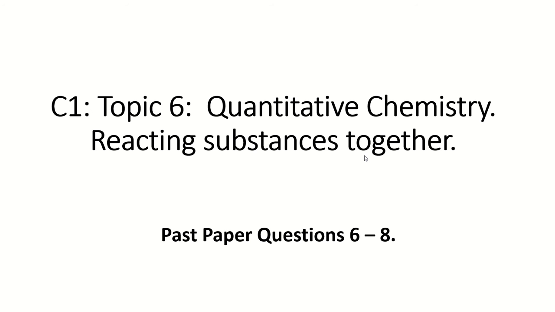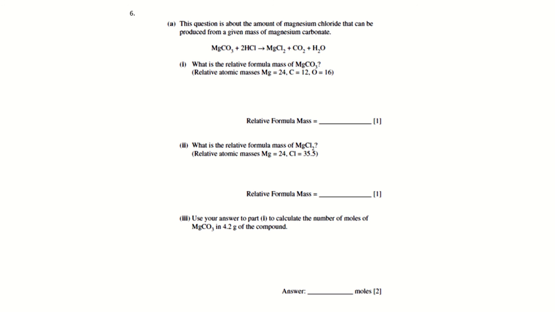In this video, I'm just going to go over the answers to the past paper questions 6 to 8 in your quantitative booklet. So first of all, question 6, and this question was about the amount of magnesium chloride that can be produced from a given mass of magnesium carbonate. Again, if we look at the equation as usual and see the ratios, we'll see that 1 magnesium carbonate reacts with 2 hydrochloric acid, produces 1 magnesium chloride, 1 carbon dioxide and 1 water.